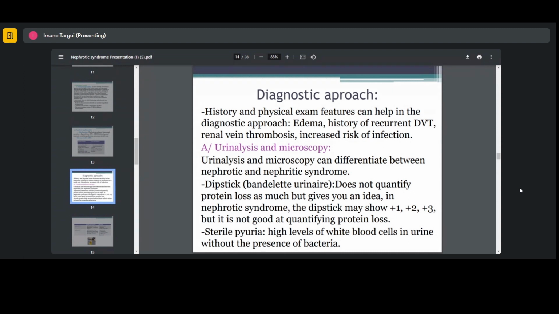Okay, for diagnosis, we can use urinalysis and microscopy. Urinalysis and microscopy can differentiate between nephritic and nephrotic syndrome. The dipstick, or bandelette urinaire in French, does not quantify protein loss well, but gives you an idea. In nephrotic syndrome, the dipstick may show +1, +2, +3, but it is not good at quantifying protein loss.